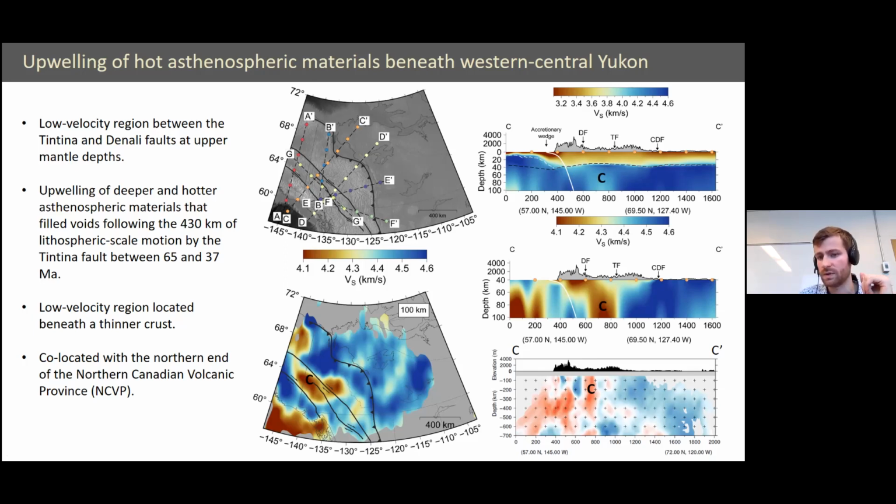What's also interesting to note is that there are some volcanoes in that region that are part of the northern Canadian volcanic province. That could potentially be a source, because we know that those volcanoes have an asthenospheric source. But unfortunately, the northern Canadian volcanic province extends further south in the Canadian Cordillera, so it cannot explain the magmatism here for the entire northern Canadian volcanic province.